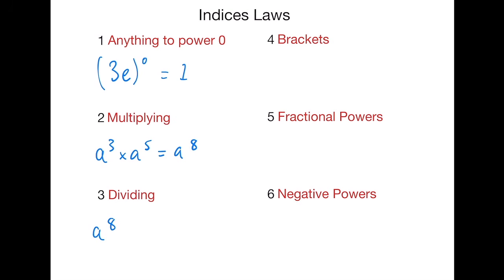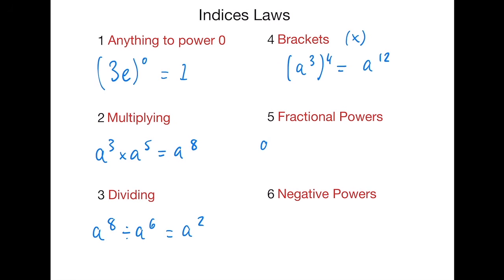Dividing, a to the 8 divided by a to the 6 is going to be a squared, so we take away the powers when we're dividing. Brackets would be something like a to the 3 all to the power of 4, and that would be a to the 12, so we multiply when we have brackets.